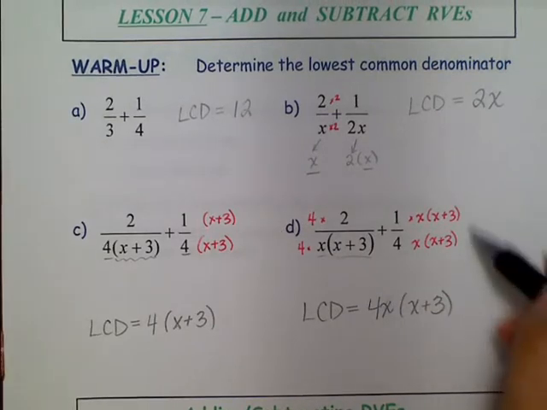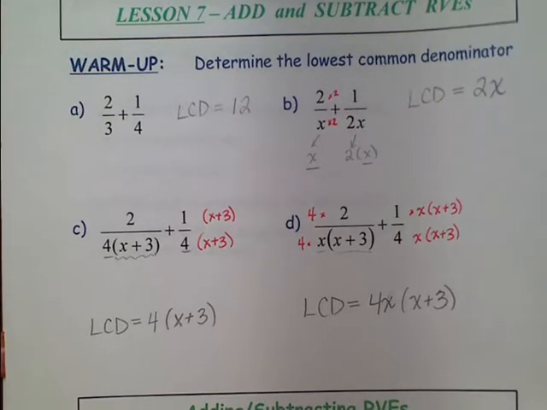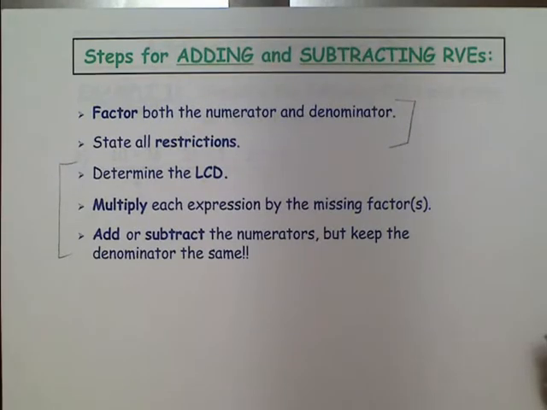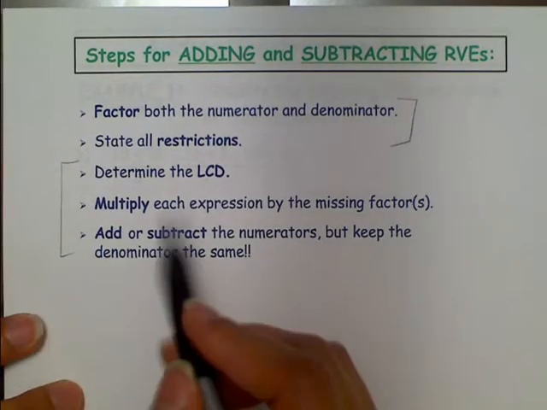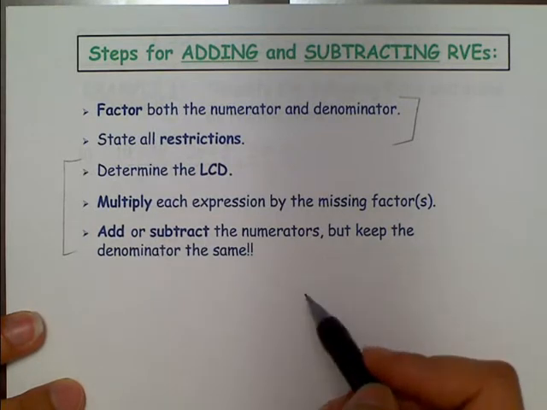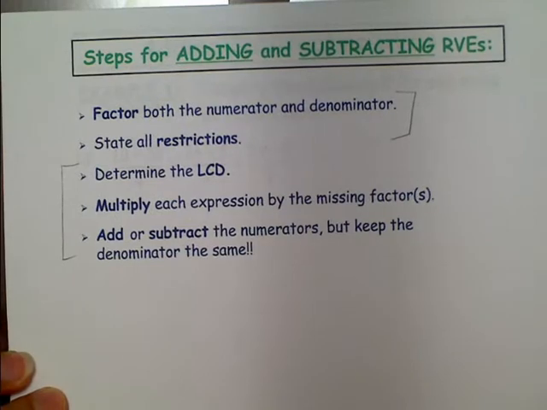We first determined the lowest common denominators, and then I showed you how you would multiply any fraction that's missing any factor. Then, now that the denominators will be the same, you're going to add or subtract the numerators and keep the denominator part the same, much like you would when you are adding and subtracting fractions.